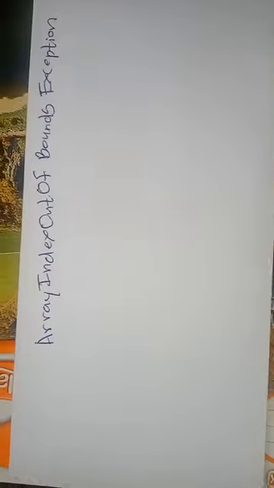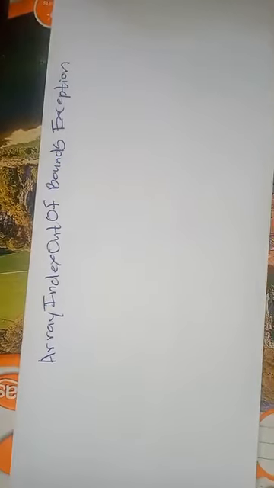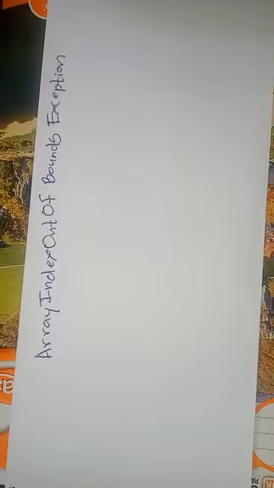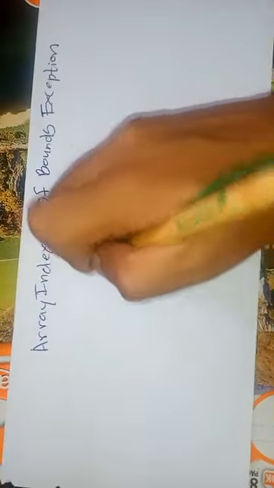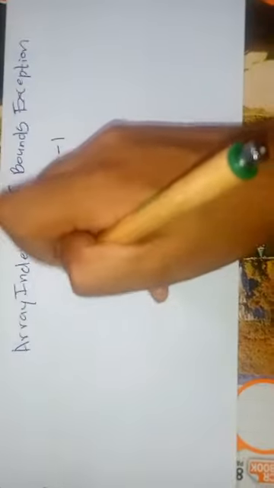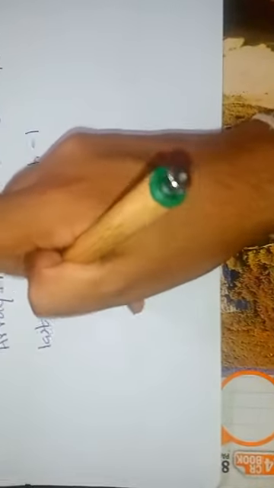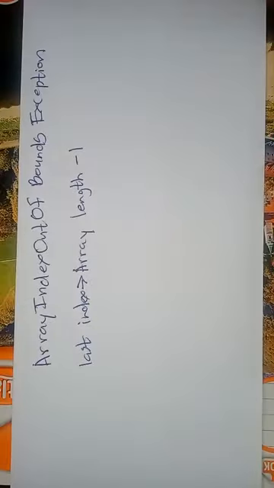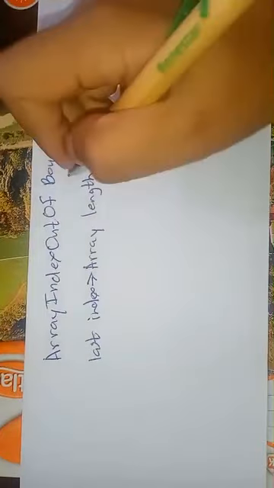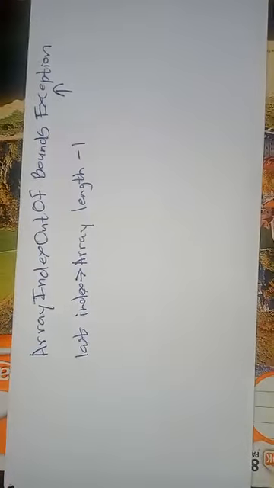If an index is negative or if it is greater than the length of the array, it throws an error. If the array index is greater than the array length minus 1, because the last index should be array length minus 1. So this will be the last index of an array. So if the array index is greater than the array length minus 1, then it will throw this exception.